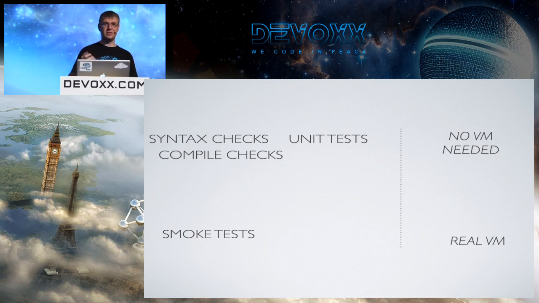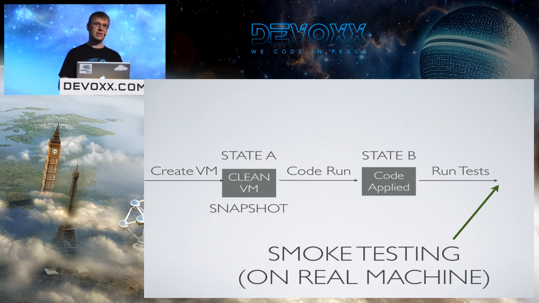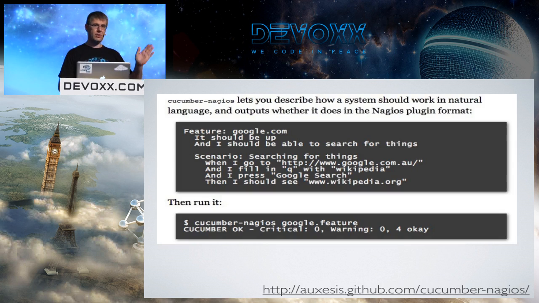But for smoke tests, you're actually doing it on real VMs. The difference there is you create a VM, like we said before, which is a minimal VM maybe with some extras on it. You do a code run, it gets into a new state, and then you run the test to see whether your code run has actually achieved the state where you want it to be. That's the moment where you do the smoke testing, whereas the unit testing and so on you can do wherever without a real machine.